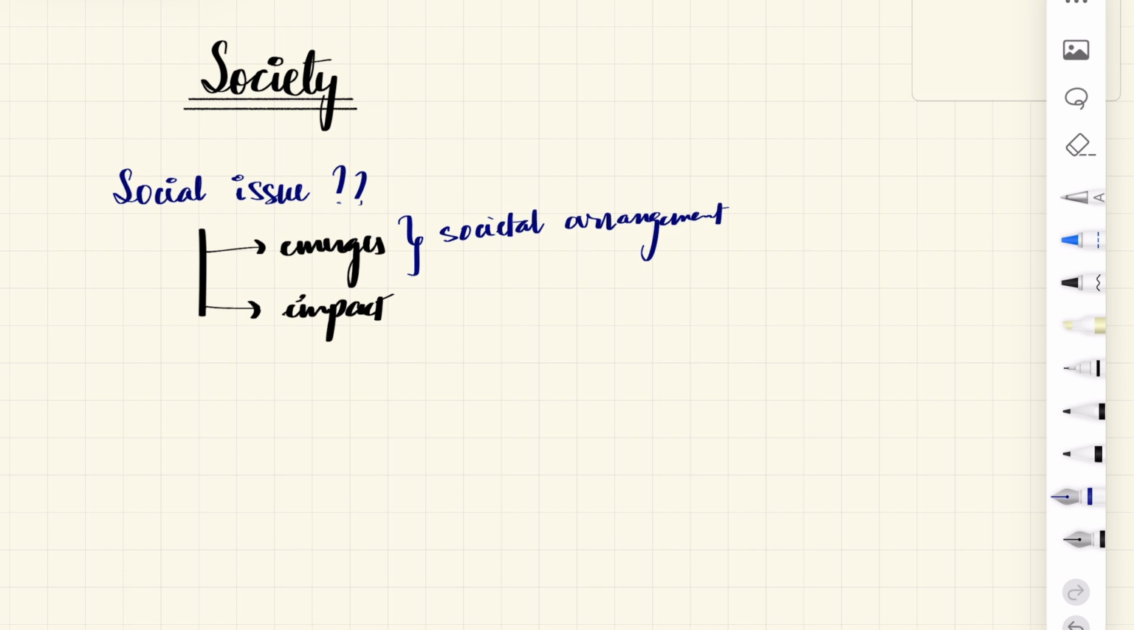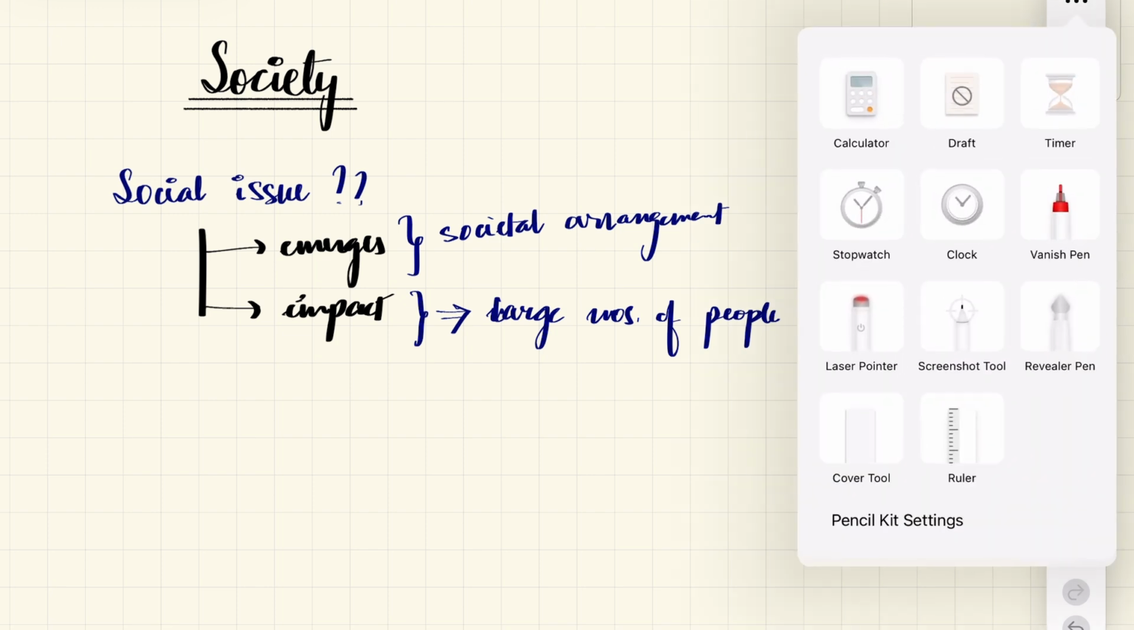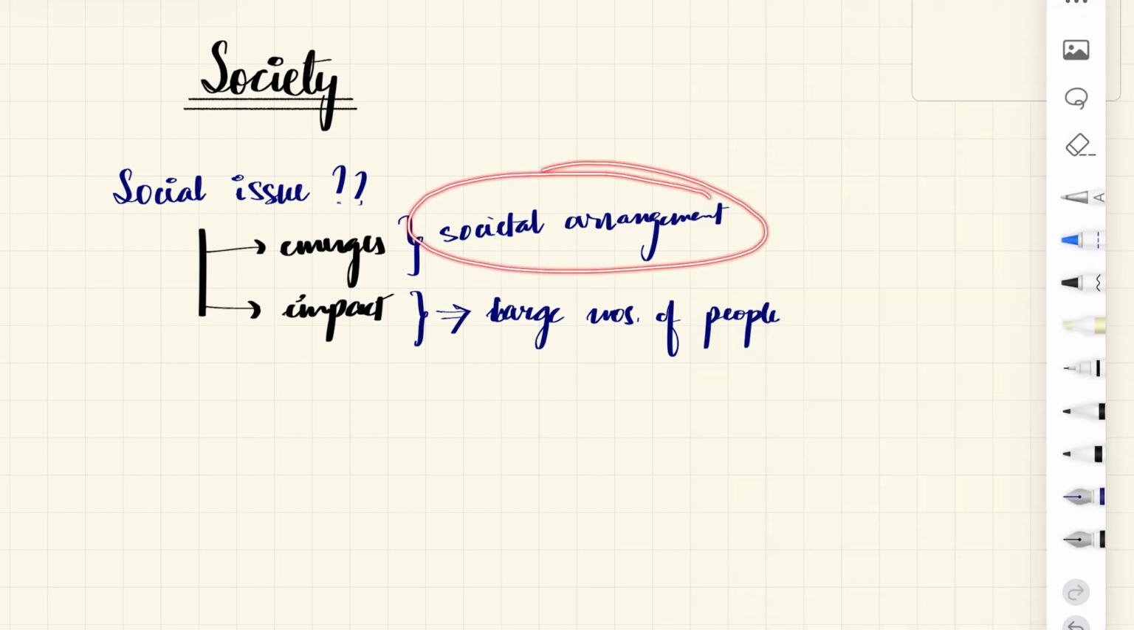And what are the impacts? It's going to impact a large number of people in the society. So it emerges because of what? Social structures, or maybe societal arrangement. It's going to impact a large number of people.